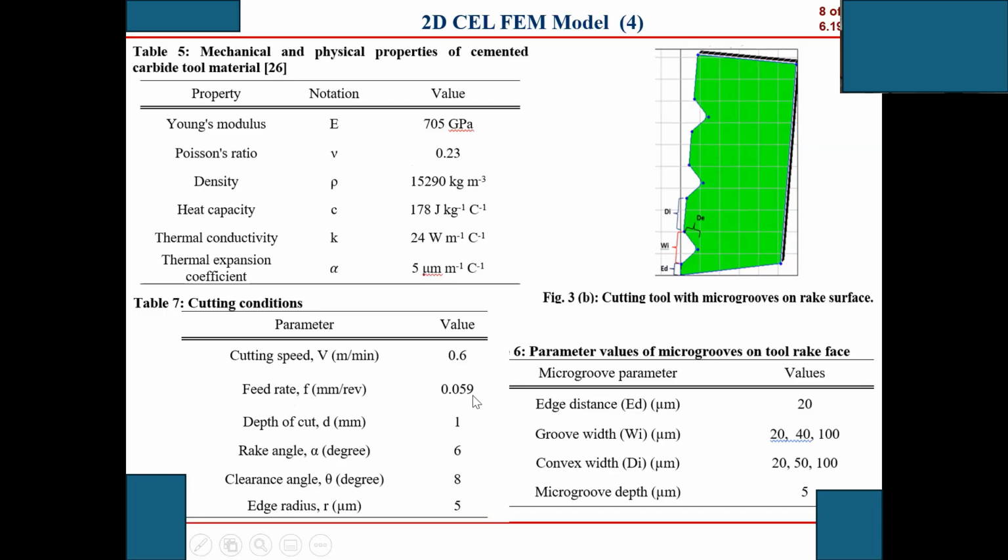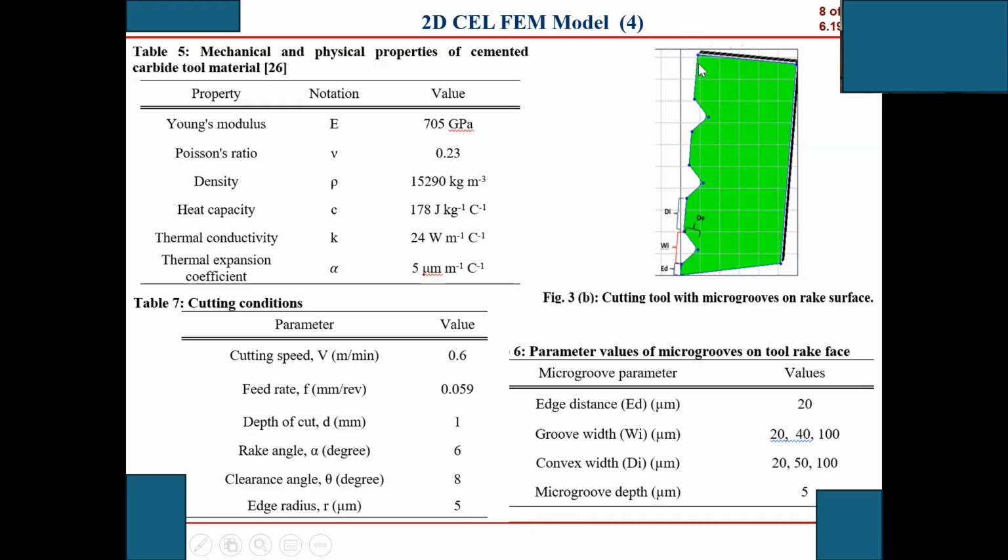The feed rate, the initial feed rate, we use this one. The depth of cut we use 1. The rake angle we fix using 6 degrees. Clearance angle 8 degrees. The edge radius, how sharp the edge is, we use 5 micrometers. So here, this is a tool.